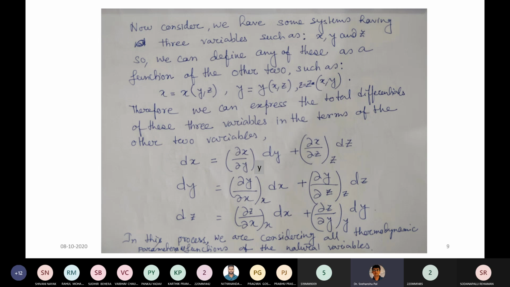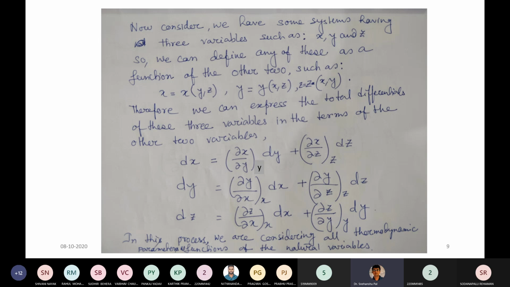Now, if you consider we have some systems having three variables such as x, y, and z, we can define any of these as a function of the other two variables. Suppose x is a function of y and z, y is a function of x and z, and z is a function of x and y. So x can be represented as x(y,z), y(x,z) and z(x,y). Now if you want to take that kind of expression as a state function, as represented in the previous slide where we dealt with the function of x, y, we are representing a perfect differential or differential form. Here also the same thing: you can represent dx equal to ∂x/∂y at constant z into dy plus ∂x/∂z at constant y into dz, and similarly ∂y/∂x at constant z if you are talking about dy, the perfect differential form of y. So this is the way you can represent it mathematically.